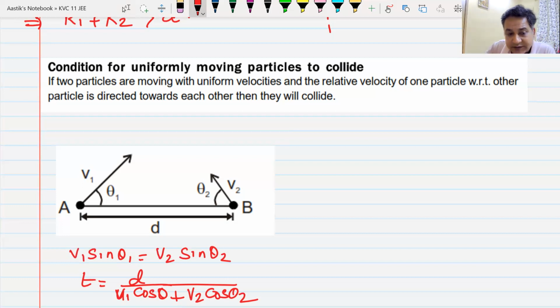Do we understand this, everyone? I hope you will note this down. We will move ahead and solve one or two problems based on this. Simple problems, no complications.